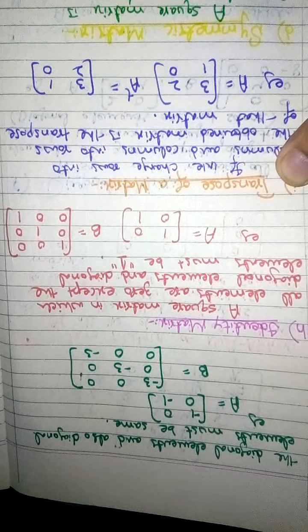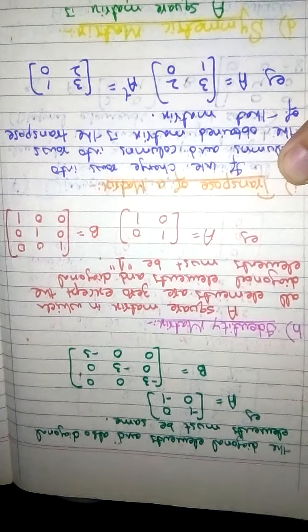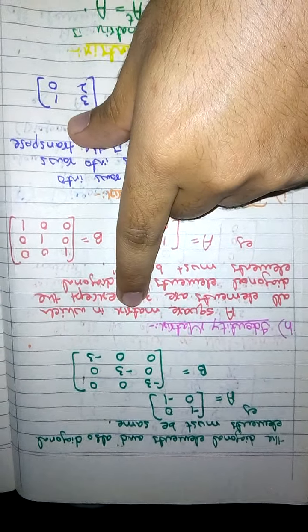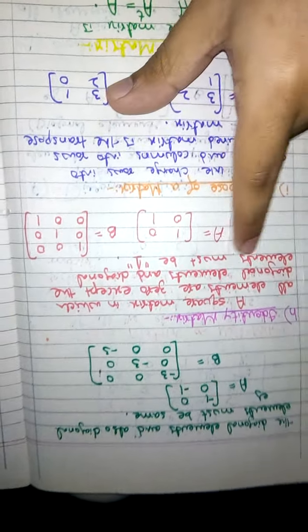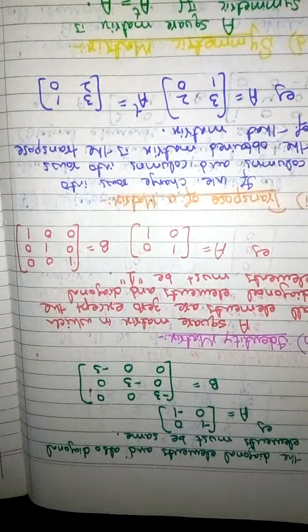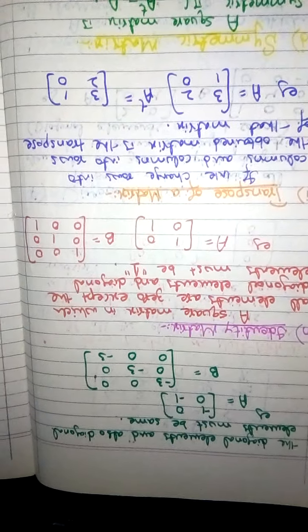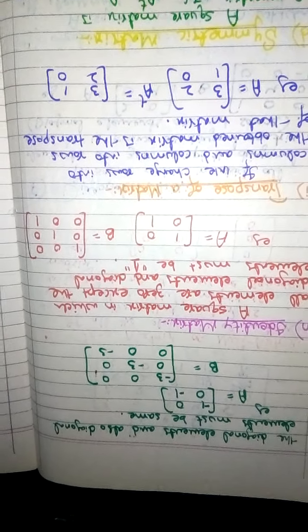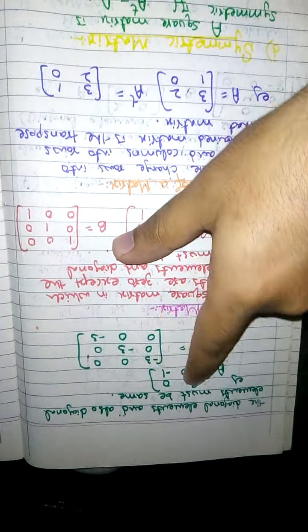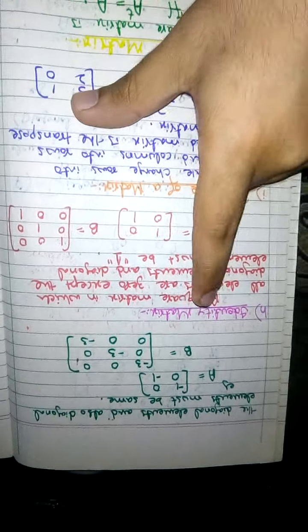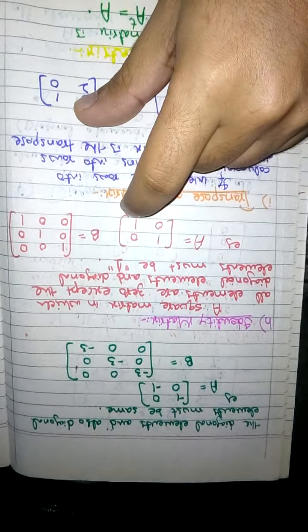What is an identity matrix? It's also a square matrix. If you look at the definition, a square matrix in which all elements are zero except the diagonal, and the diagonal elements must be 1. In an identity matrix, diagonal elements must be 1 and off-diagonals are 0. In a diagonal matrix, the diagonal entries are different and off-diagonals are 0. In a scalar matrix, diagonals are the same and off-diagonals are 0. But in an identity matrix, the diagonal entries are the same, and they must be 1.